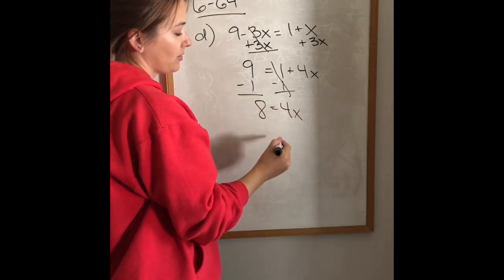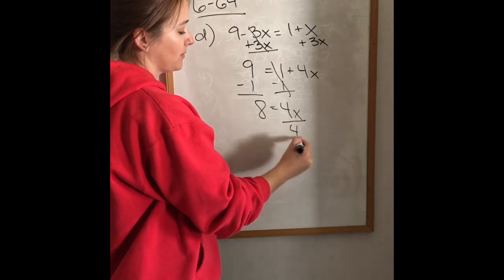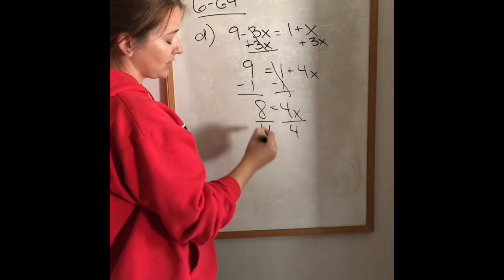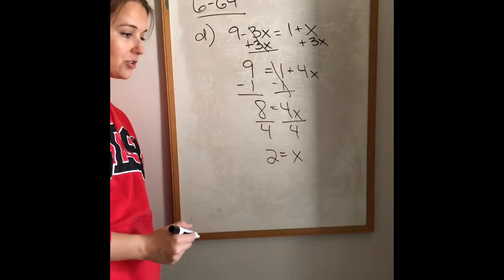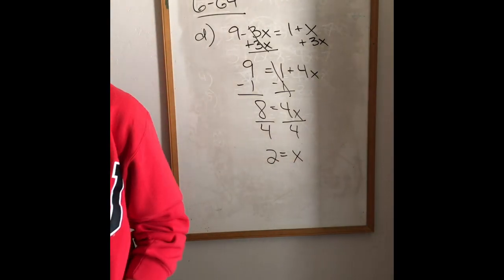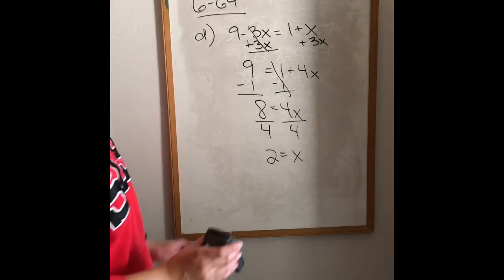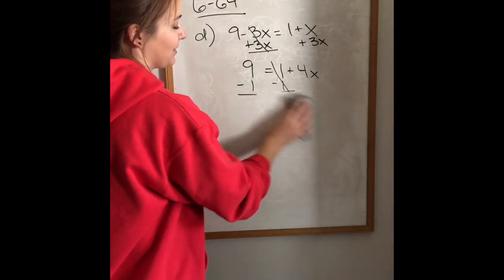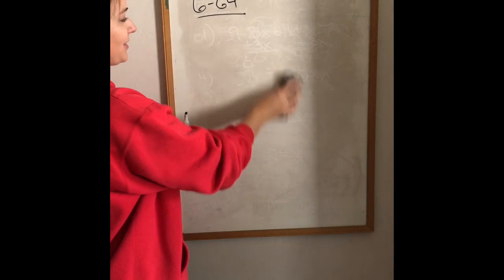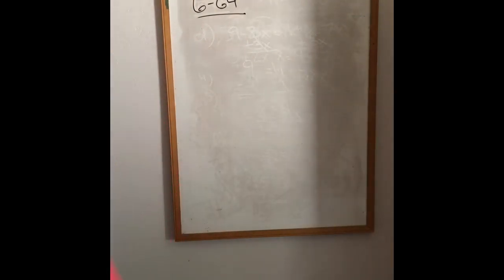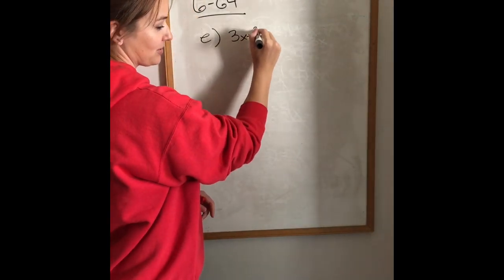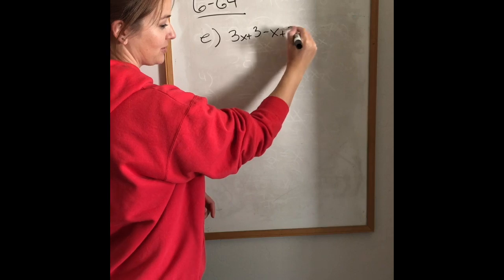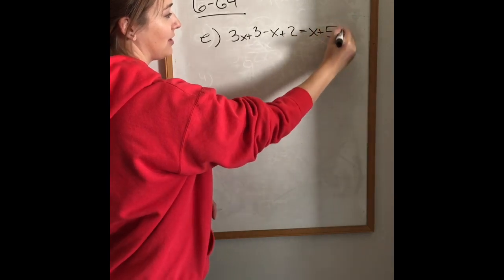Last step, get rid of this 4 by dividing it by both sides. 8 divided by 4 is 2. X is by itself on that side, and that is our solution. X equals 2, or 2 equals X, for part D. All right, part E. Part E, 3x plus 3 minus x plus 2 equals x plus 5.